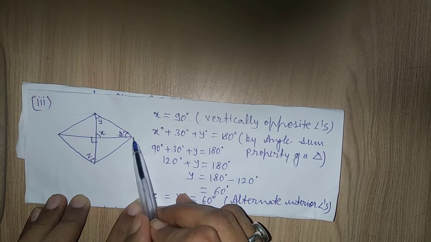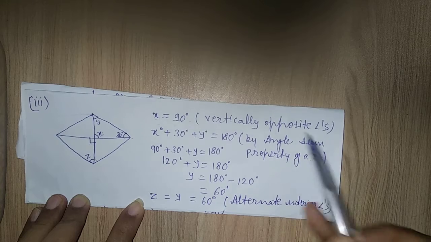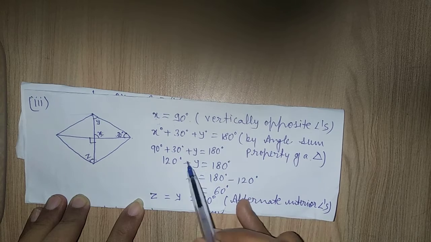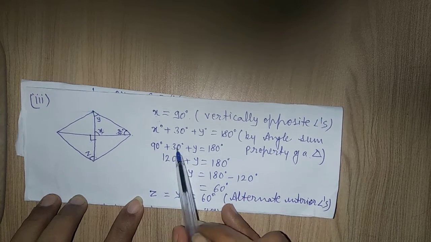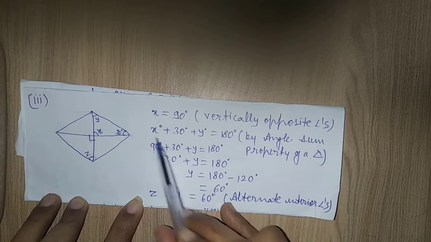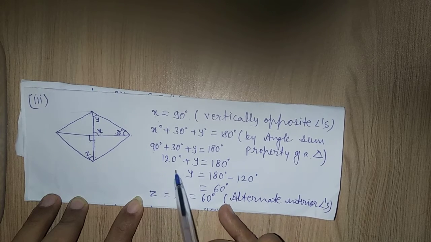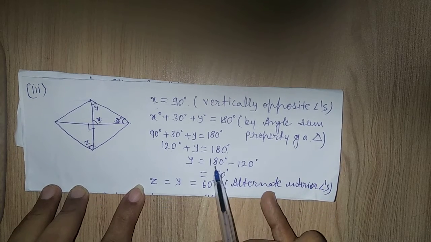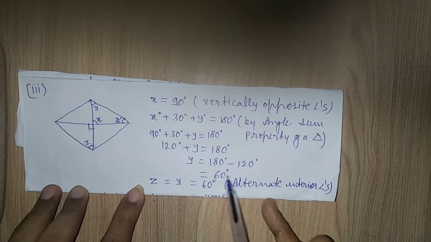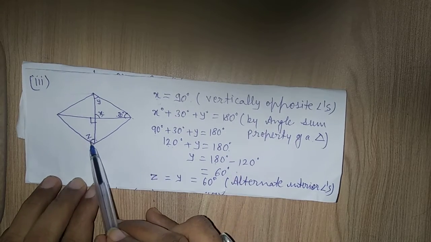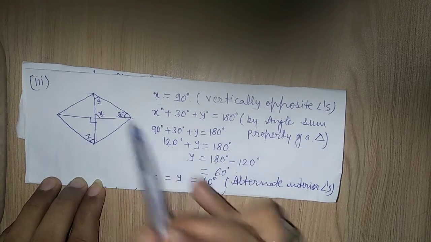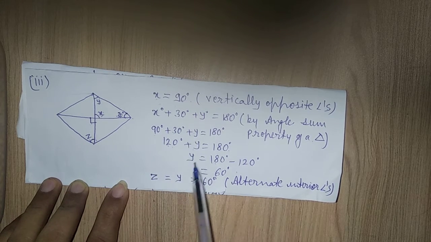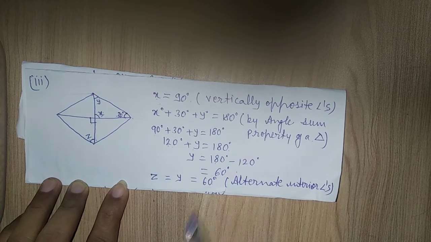Now in this triangle we will apply angle sum property of a triangle. So x degree plus y degree plus 30 degree is equal to 180 degree. So when we find value of y, 90 plus 30 is 120 degree. Since value of x is 90 degree, so 120 degree plus y is equal to 180 degree. So y is equal to 180 degree minus 120 degree, that is 60 degree. Now for value of z, angle z and angle y are alternate interior angles. So since y is equal to 60 degree, so z is also equal to 60 degree.